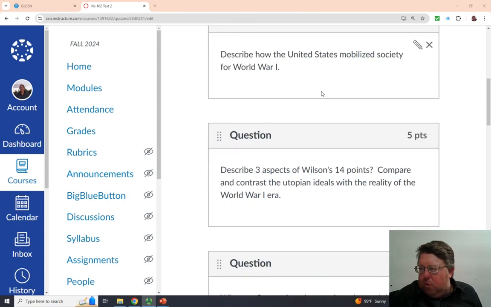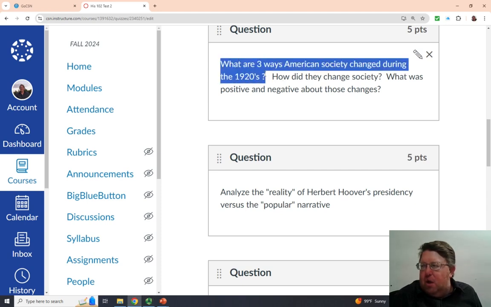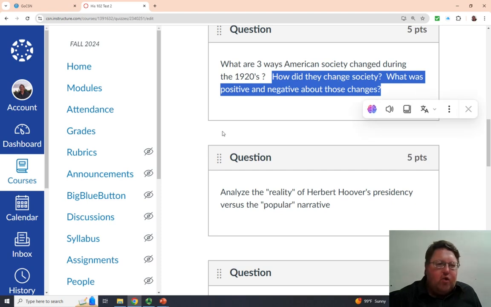Next, what are 3 ways American society changed during the 20s? So that's one question. I give different prompts. Not that I'm asking 3 questions, but what are some changes in American society in the 20s? You can talk about prohibition. You can talk about the development of organized crime. You can talk about flappers, the Victorian idea of womanhood and flappers. You can talk about the rise of Christian fundamentalism. You can tie it into this idea of culture wars.